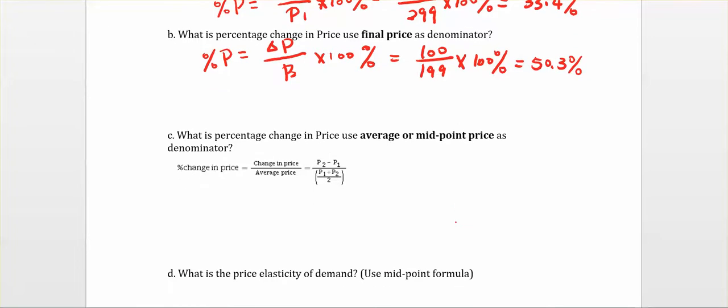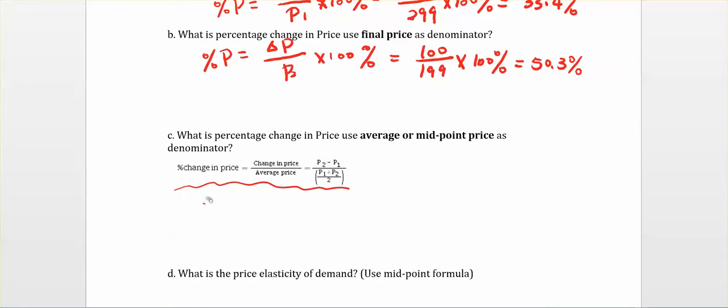So now let's look at question C. Question C asks us to use the average or midpoint price as the denominator. So the first question is, how can we find the midpoint price or average price? Look at this formula. This is a formula to help us calculate the midpoint price change. The average price equals the initial price plus the final price divided by 2. So this is how we calculate the average price.